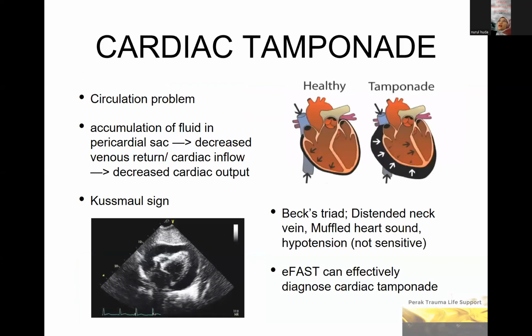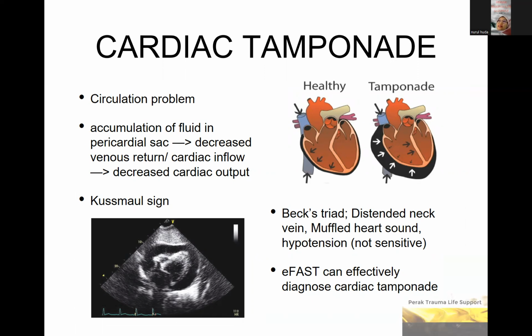Next is cardiac tamponade. It will cause a circulation problem. When there is an accumulation of fluid in the pericardial sac, it will create pressure, and then it will decrease the venous return, and subsequently the patient will have a decreased cardiac output.